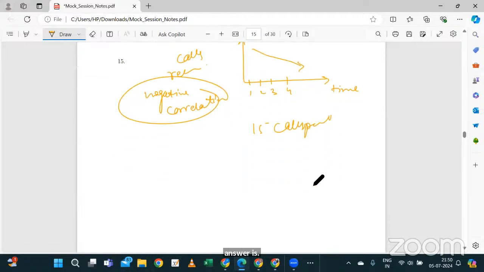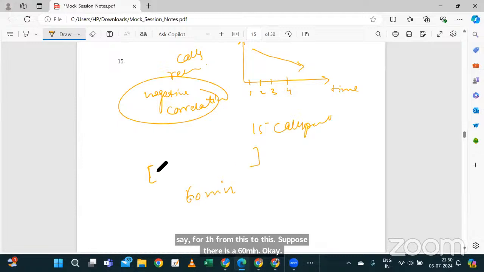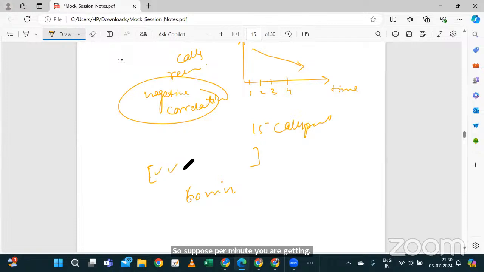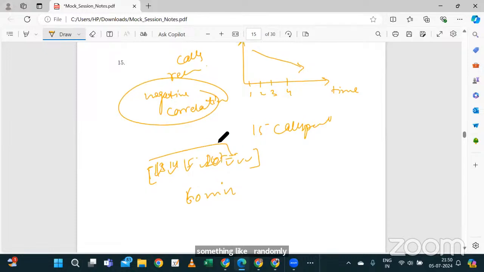How will you get the 15 value per hour? Let's say for 1 hour, suppose there are 60 minutes. Suppose per 5 minutes you are getting one call. That means there will be some 12 observations. Correct or not? And those 12 observations can be some 13, 14, 15, or 15, 16, 17, or let's say 20 or something like that, right? I'm just taking some randomly. Then the average will be some 15, right? So you will get some data values, right?